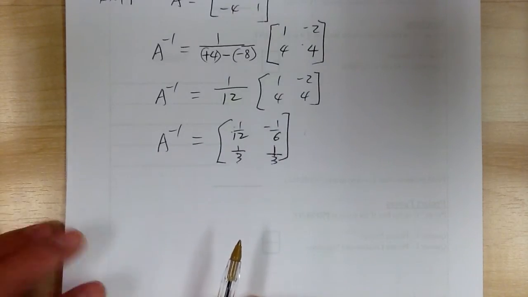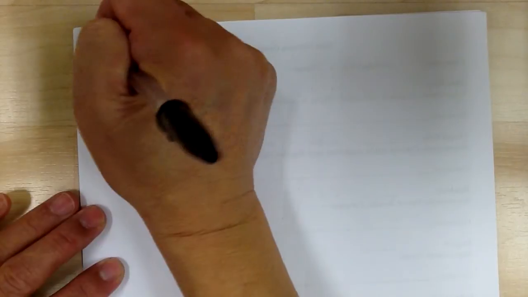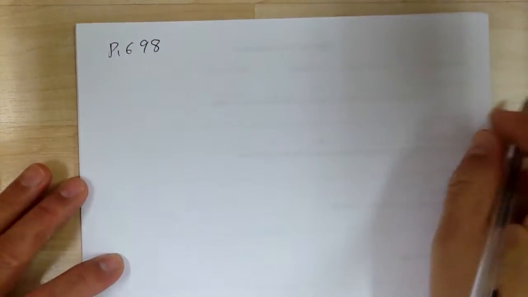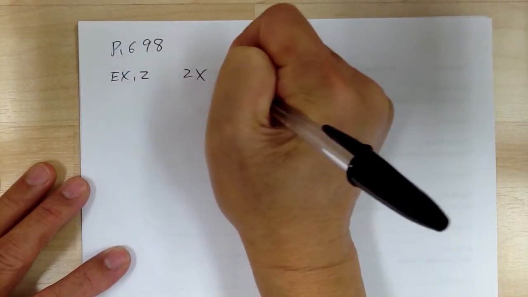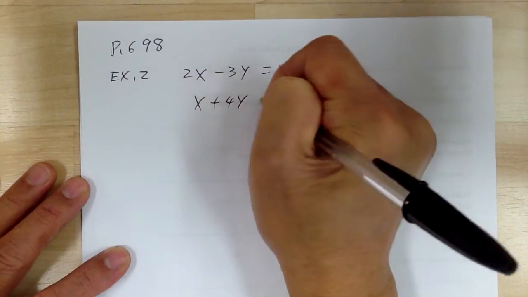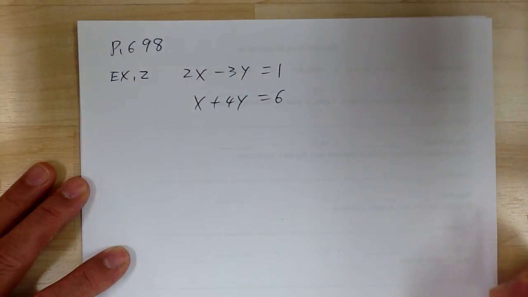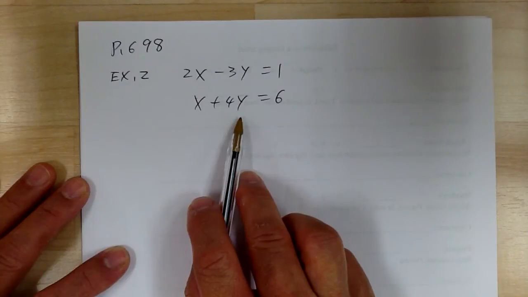So let's go over example 2, how to use this information to solve equations. You've got 2x minus 3y equal to 1, and x plus 4y equal to 6. Remember what I said about the purpose of matrices: to solve lots and lots of equations with lots and lots of variables. But right now you're just using 2 equations and 2 variables to practice your technique. So don't use elimination to solve.